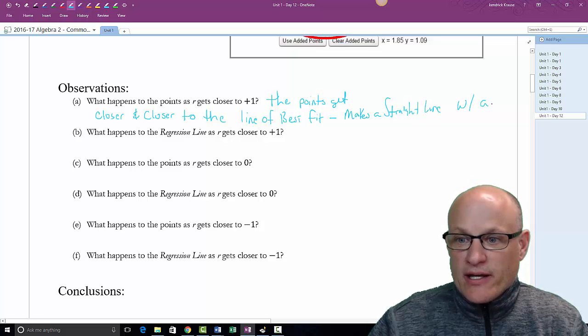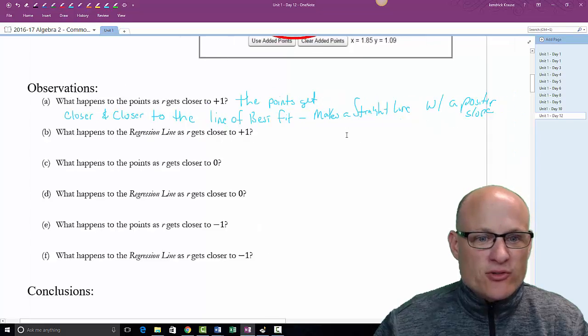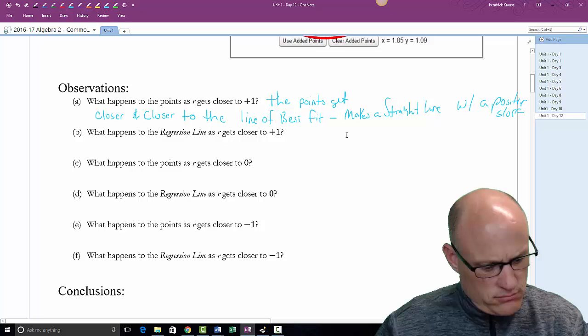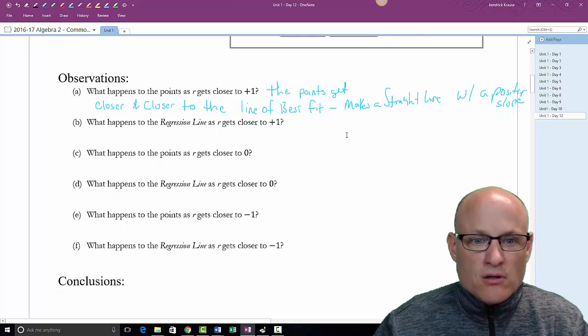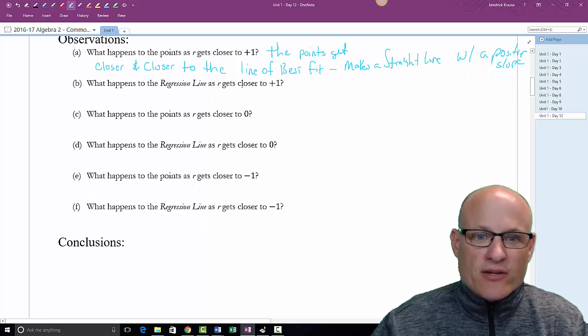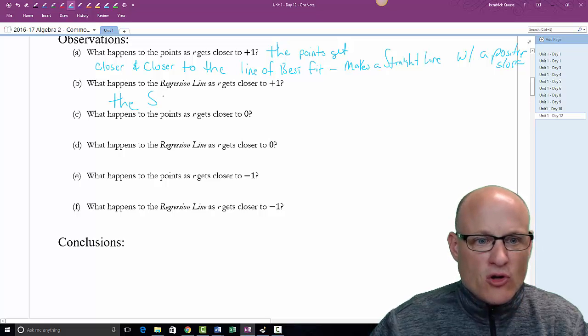With a positive slope. What happens to the regression line as r gets closer and closer to 1? Well, the slope increases, I guess. The slope increases.